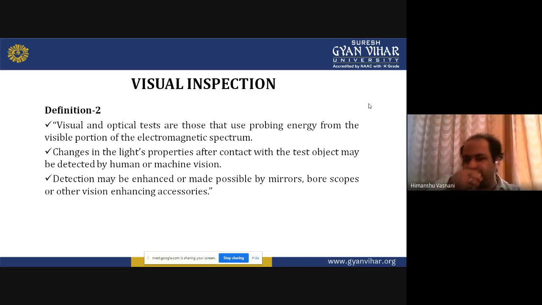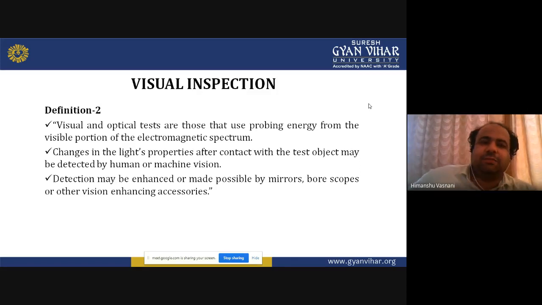Another definition, they say that visual and optical tests are those that use probing energy from the visual portion of the electromagnetic spectrum. Right. Earlier also they said they are using some instrument in this also. They combine optical test along with visual test, and they are saying that they are using some kind of probes and arrangement to examine things.